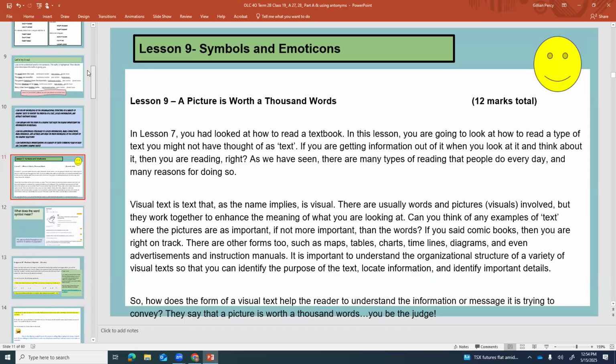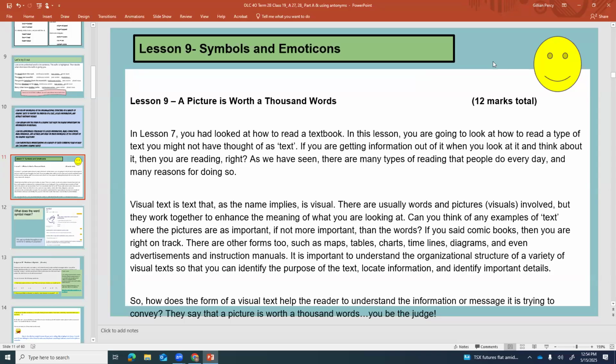All right, here we are on lesson 9, which is about symbols and emoticons. And I'm just going to read this little text here. It says, in lesson 7, you looked at how to read a textbook. In this lesson, you're going to look at how to read a type of text you may not have thought of as a writing text. If you're getting information out of it when you look at it and you think about it, then that's considered reading, no matter what. As you've seen, there are many types of reading that people do every day and many reasons for doing so. Visual text is any kind of text that is visual.